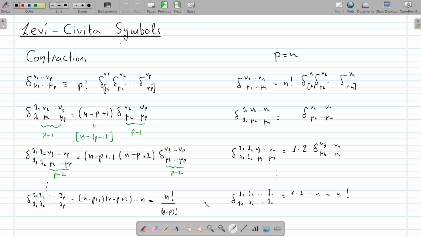It is useful to write those identities when p is equal to n. So the first line is simply the definition of the n delta symbol. Now when we contract the n delta symbol with respect to one index, then n minus p plus 1 simply gives 1, and here we have the n minus 1 delta symbol. Then if we go ahead and contract this once more, then n minus p plus 2 will give us a 2, and so on. And if we go on and contract all indices, we will obtain n factorial.